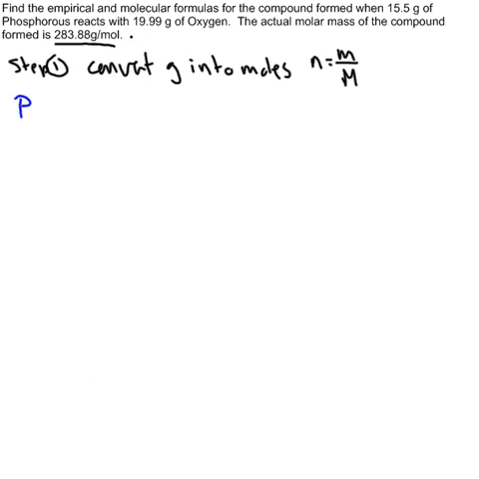So step one is convert grams into moles, and we'll use n equals little m, mass in grams, over big M, molar mass. So for the phosphorus, we take our 15.5 grams all over the molar mass of phosphorus. Read that off the periodic table. It's 30.97 grams per mole, and you get 0.5 moles.